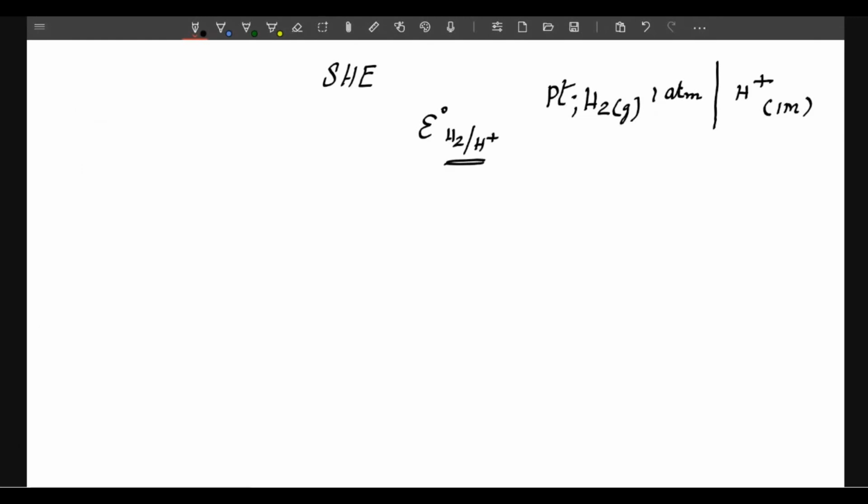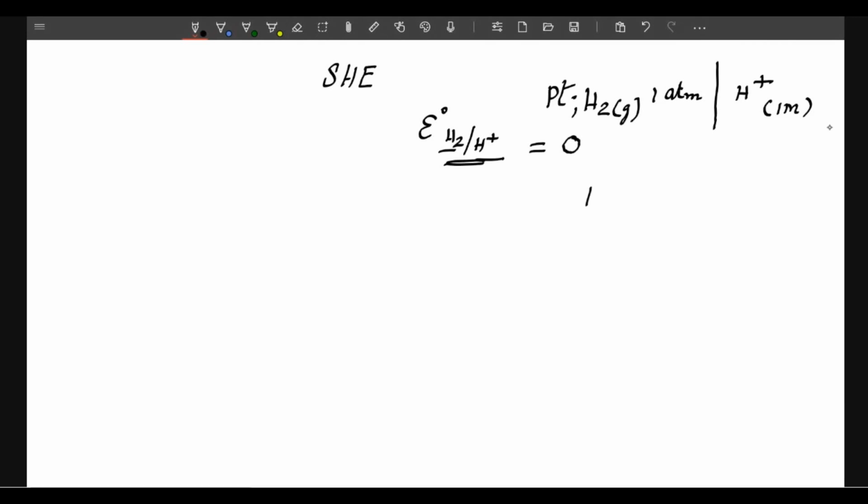That is indicated by this H2 bar H plus. That indicates hydrogen on the reactant side, H plus on the product side. Their oxidation is taking place. Therefore, the potential value indicated would be the oxidation potential. Here, the oxidation potential is taken to be zero for our convenience. Now, taking this potential as the standard, you measure the electrode potential. It is easier to measure this one.